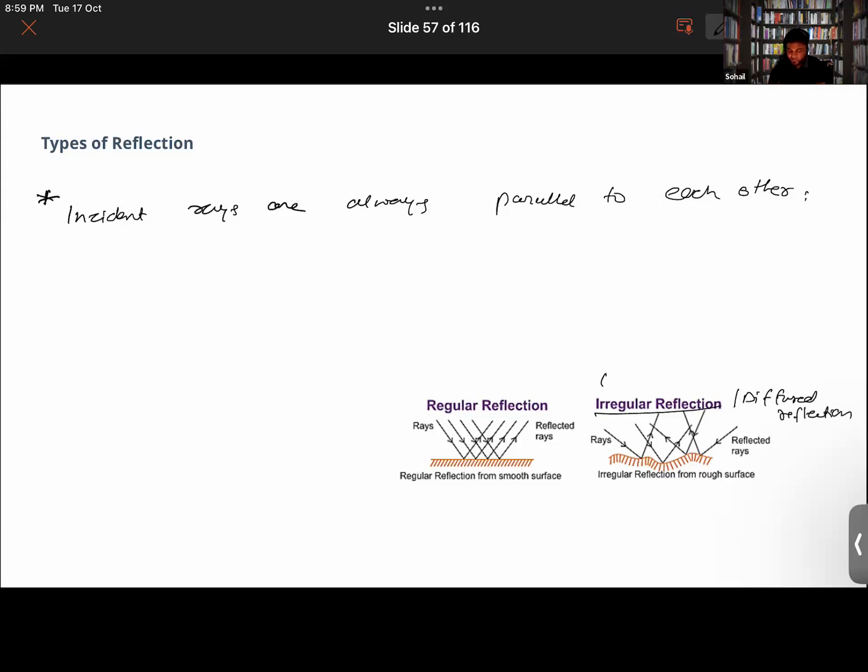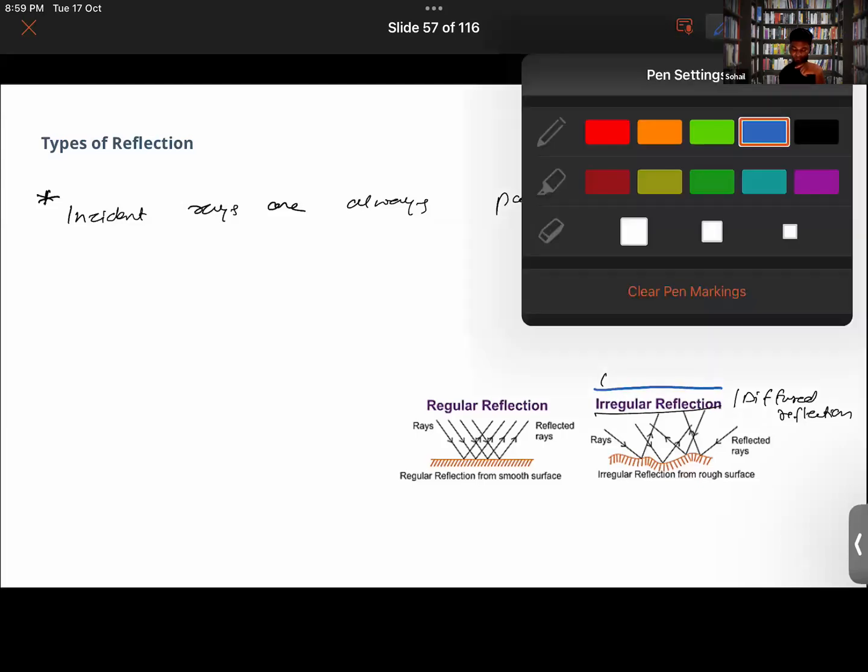Diffuse reflection. Now, Vaiga, will you please explain what points we discussed in regular and diffuse reflection? Quickly, we discussed the two in the previous class. Do explain regular and irregular reflection. You were present in the previous class.